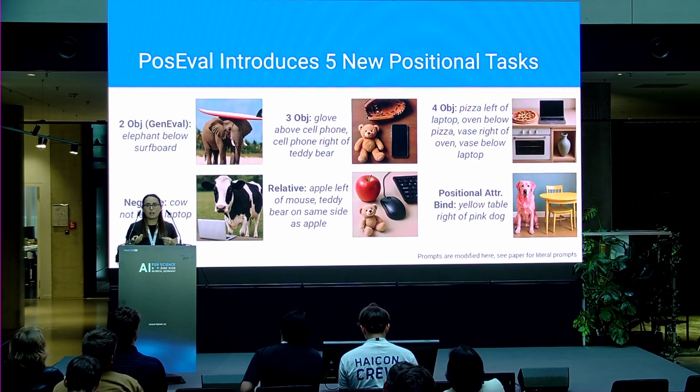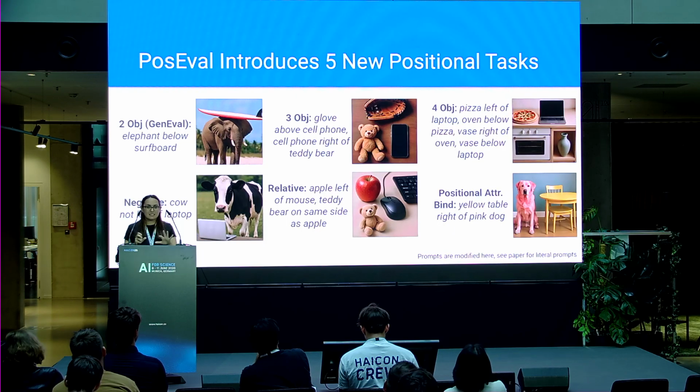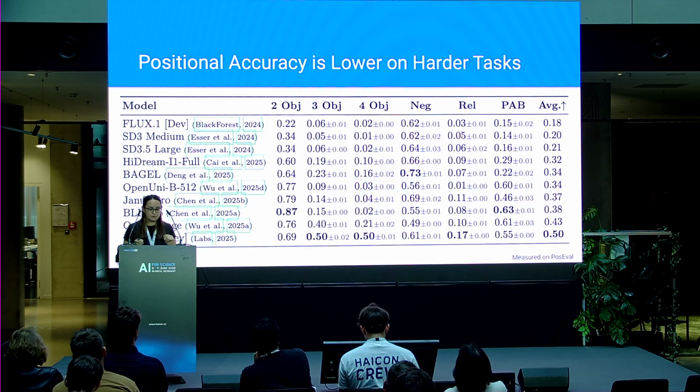We also scale up to needing to handle more things at once by having positional attribute binding. In this case, there's 2 objects, 2 attributes, these attributes are always colors, and 1 position. So the model needs to be able to put the pink with the dog, the yellow with the table, and get the position correct. So there's a lot of things going on at the same time. So we'll return to looking at how the models do on this new benchmark.